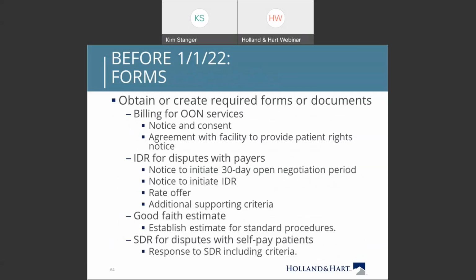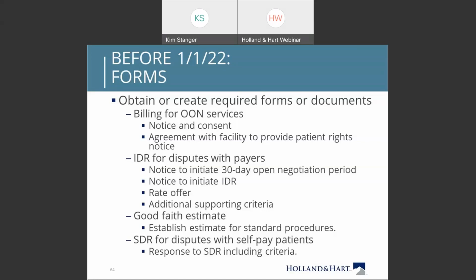If you're going to bill for out-of-network services, and you're going to go through the notice and consent process, you need to have those notice and consents set up and ready to go. If you're going to rely on the facility to provide the relevant notice to patients, you need to make sure you have an agreement with those facilities, like we talked about last time.